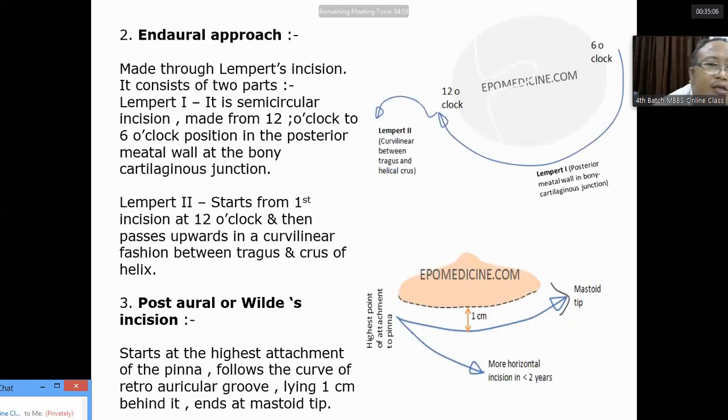And endomeatal means an incision given in the incisura terminalis, above the tragus and below the root of the helix. There is a cartilage-free area, so we give an incision there and do the surgery. And the postaural, behind the postaural groove, almost 1.5 to 1 centimeter behind the postaural groove, we give an incision parallel from the root of the helix to the mastoid tip, also known as the Wilde's incision.